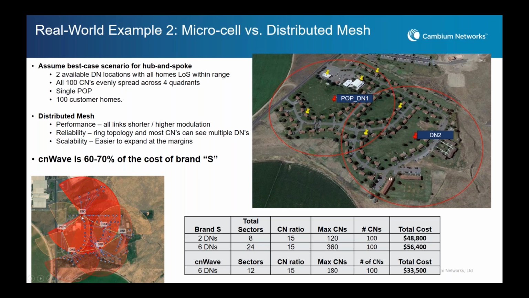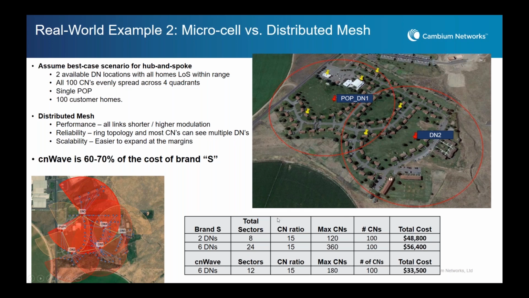with a smaller number of CNs per sector. All the links are shorter. It's easier to expand out at the edge. If I want to go off in any direction, I can continue to add additional DNs or CNs in each individual direction without adding the complexity of towers and power and all that other stuff.